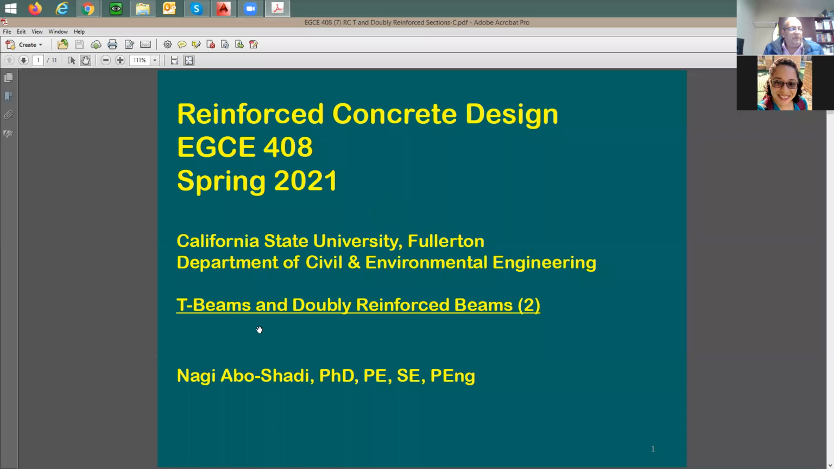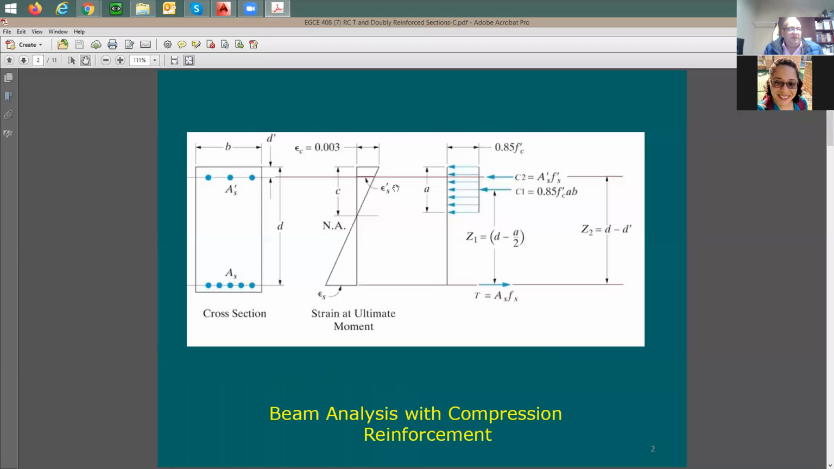Also, last time we went through slide set number 7. We just started it, but we didn't continue because of time. So what happens when you have compression steel? I'm going to call this compression steel.